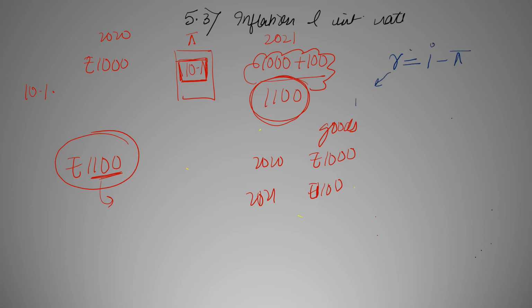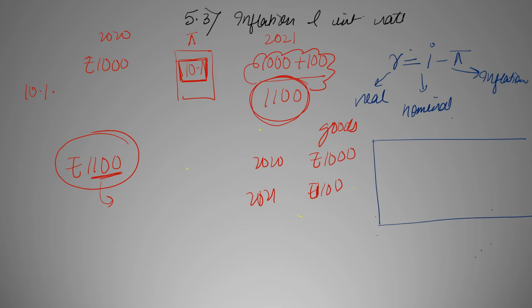Now this brings us to the formula R equals I minus pi, where R is your real interest rate, I is your nominal interest rate, and pi is your inflation rate. Putting these values in this formula, we get nominal interest rate was 10% and inflation was again 10%, which makes the real interest rate 0%. We can see that there was no increase in our purchasing power, hence the real interest rate was 0%. So this is a very important formula that you need to know.